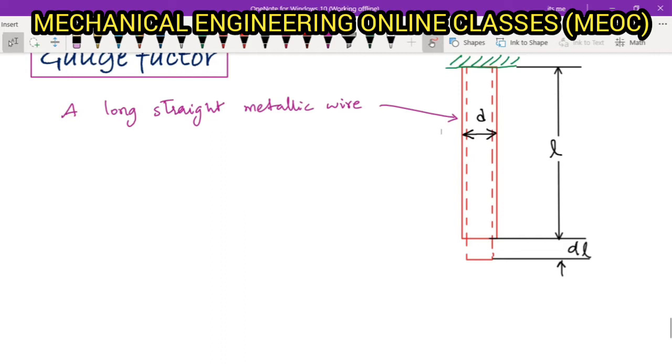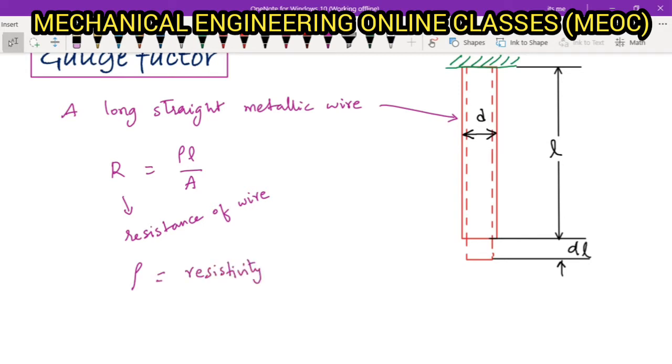It is R equal to rho L by A. So this is the resistance of wire. R is the resistance of wire, rho is the resistivity, and L is the length and A is the area of cross section of the wire.